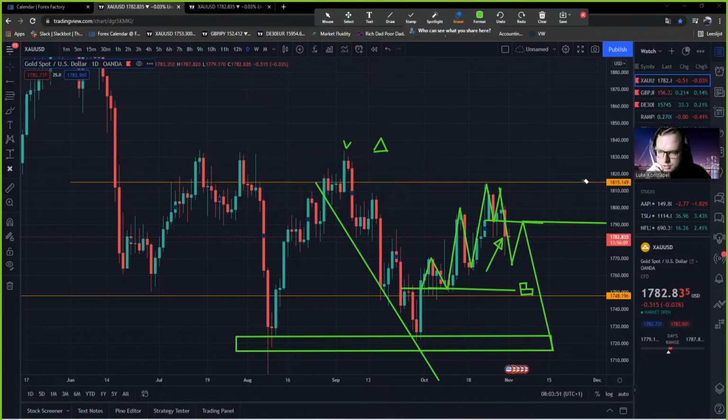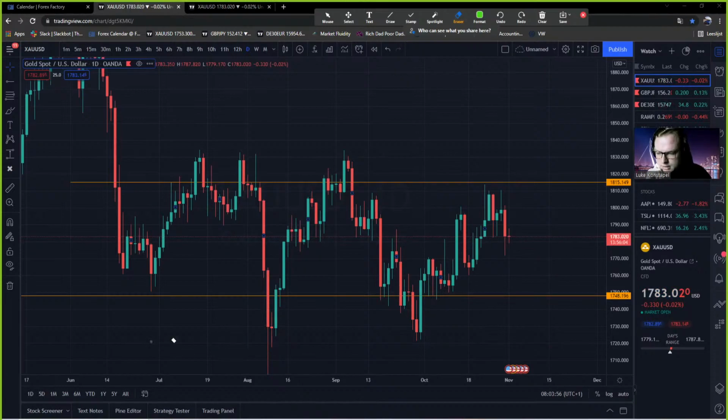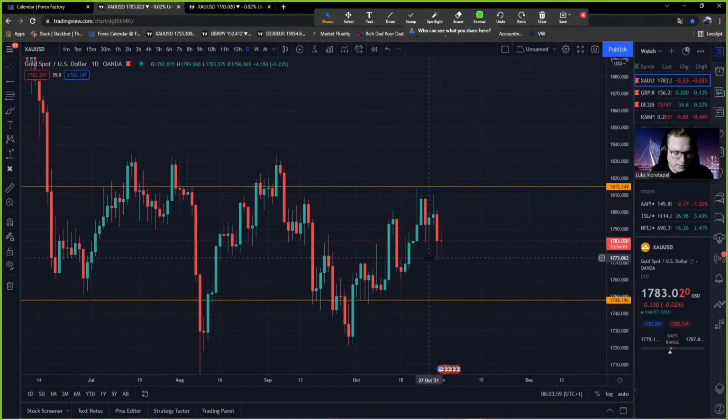So for now it's bearish. And when this price starts showing bullish momentum, then we're going to let that price break structure and then take buys further up towards higher levels.